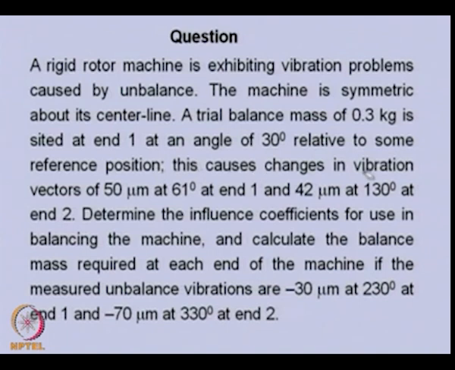This causes a change in the vibration vector of 50 microns at 61 degrees. This is the phase we measured. This is at end 1, and 42 microns at 130 degrees at end 2. So what we have done is keep the trial mass at end 1 at a certain location, and measure the vibration at end 1 and end 2. So at plane 1 and plane 2 we measured the vibration corresponding to the trial mass kept at plane 1.